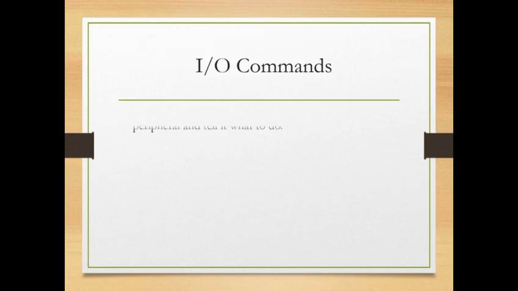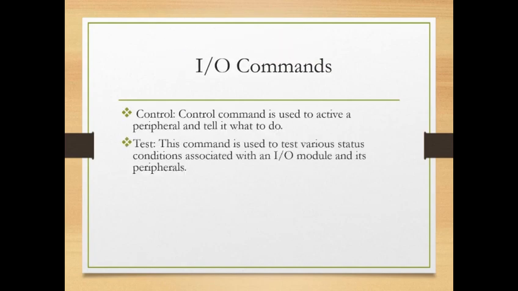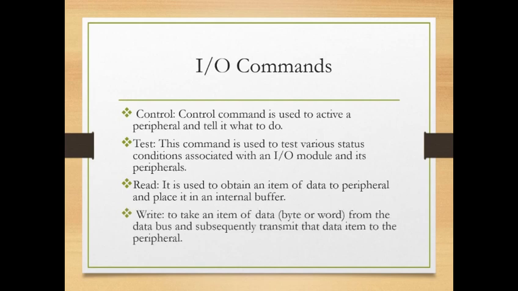In the previous slide, we have seen the program input output. In this slide, we will see the input output commands. There are four types of command. Control command: the control command is used to activate the peripheral and tell it what to do. The second is the test command. This command is used to test various status conditions associated with the input output module.